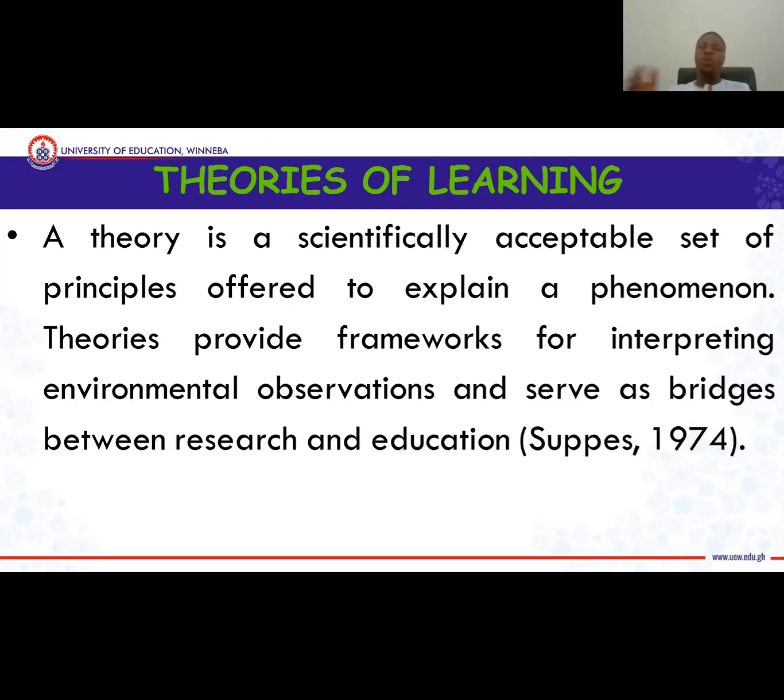And so we are going to go through various theories. And what we mean by theories, they are just principles that people have offered to explain how learning occurs. And so these theories will provide us with frameworks for interpreting environmental observations, and they serve as bridges between research and education. When people conduct research, they come out with theories. That is the scientific element of it. And these findings from research are always used to bridge or they are used to explain various phenomena that occur among people.